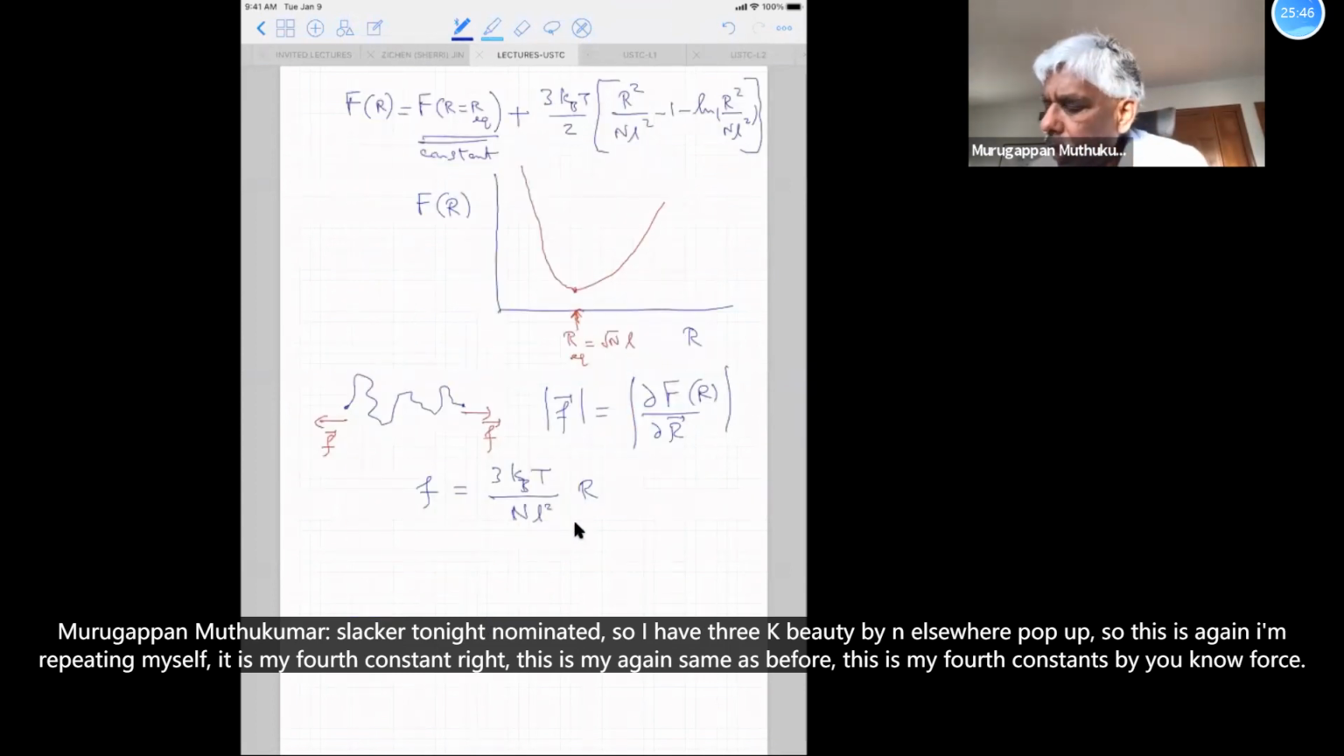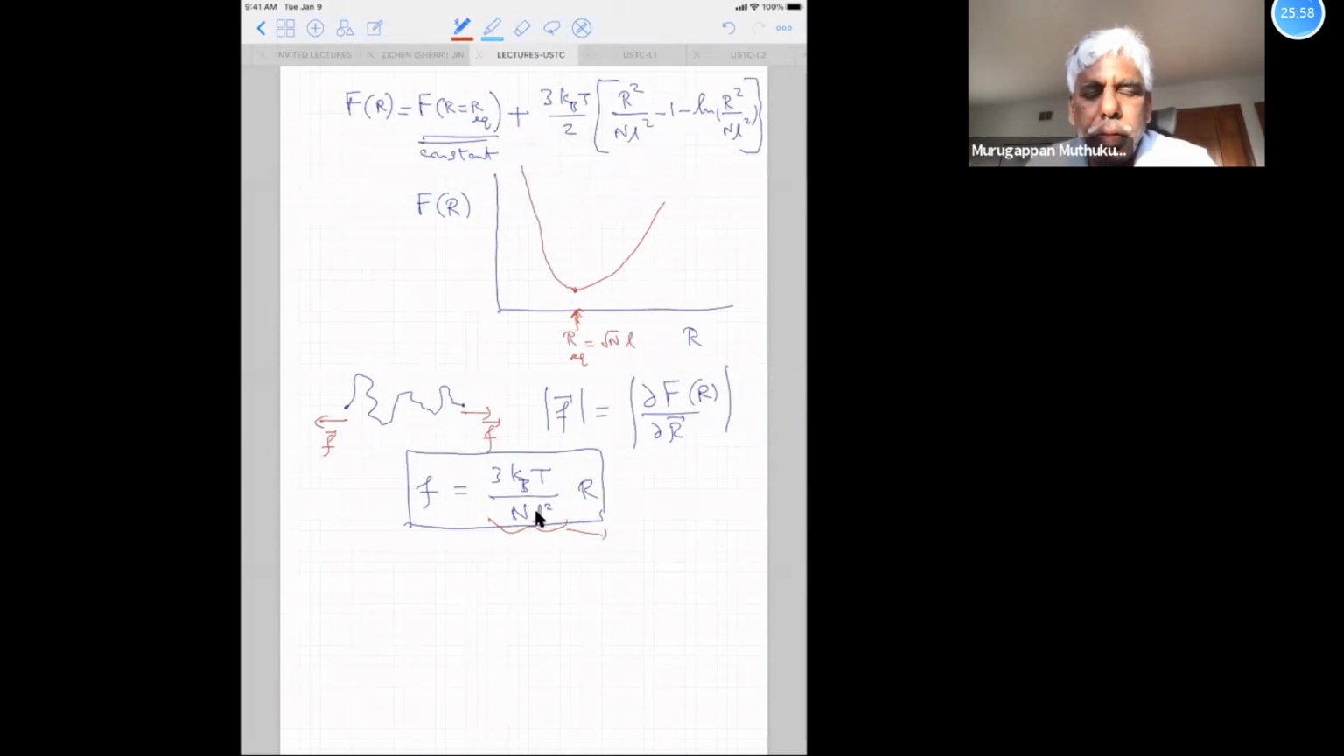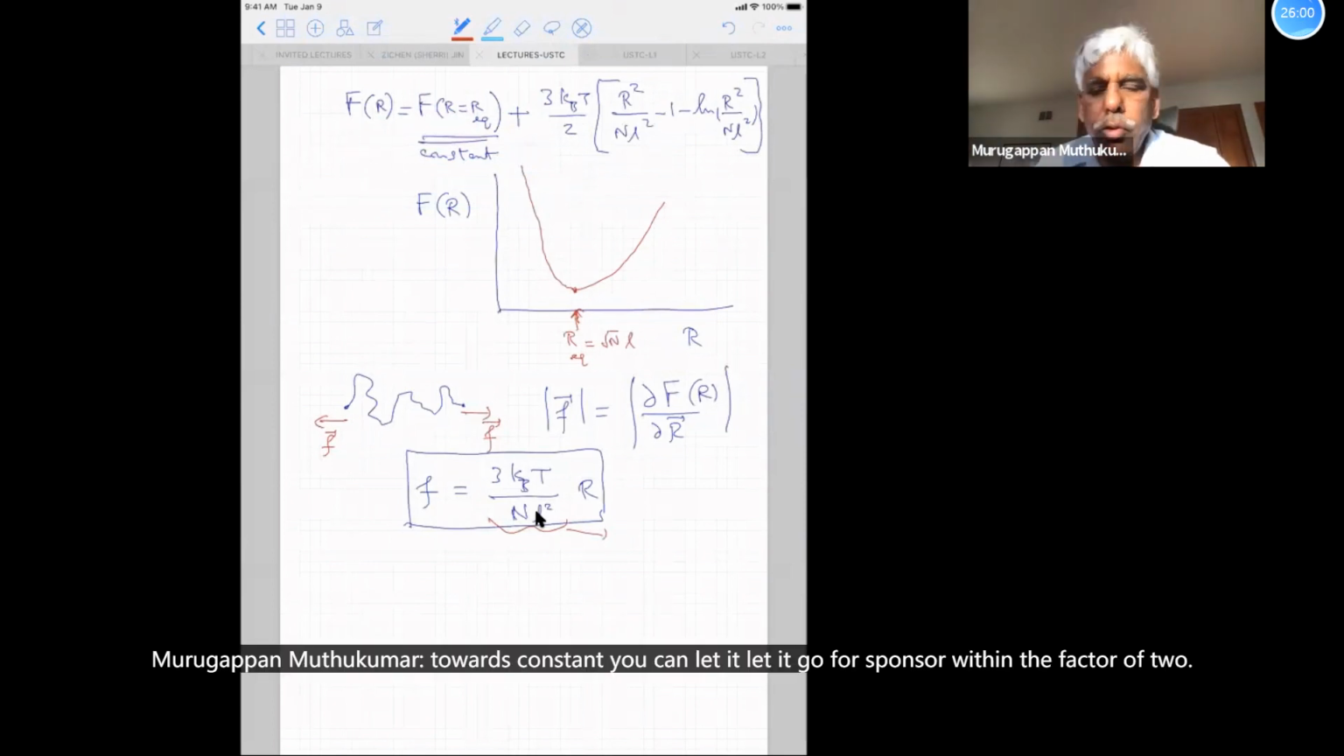I'm repeating myself. This is my force constant, same as before. You can write it related to the force constant within a factor of 2.